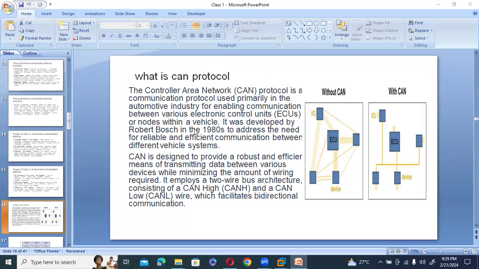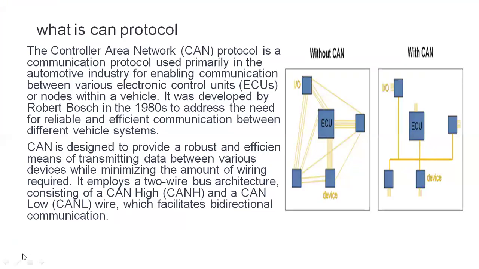Next, we already defined the nodes, the ECUs. ECUs communicate with respect to the CAN protocol. CAN means controller area network. And protocol means a set of rules. Protocol means rules.